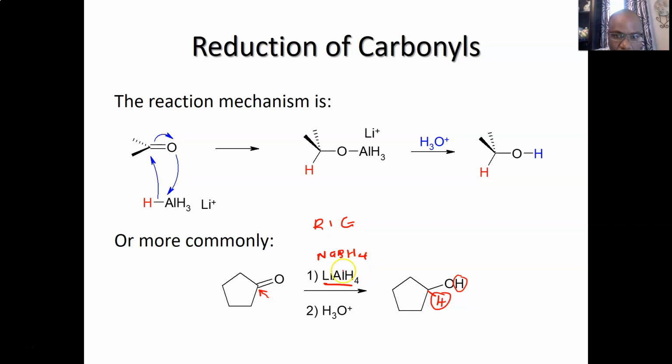So lithium aluminum hydride and sodium borohydride will add the hydrides across the carbonyl. The hydride will go here, and then the next hydrogen comes from the second step, which is the acid. So anyway, it doesn't matter. We are adding hydrogen across the pi bond. We are reducing. Reduction is gain. We are gaining hydrogens. Now, what of oxidation?